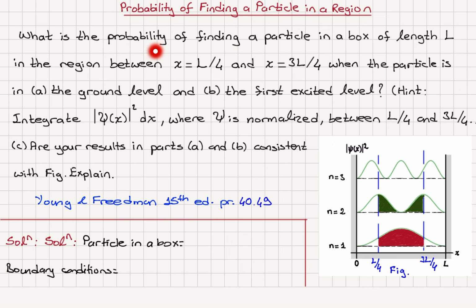Probability of finding a particle in a region. What is the probability of finding a particle in a box of length capital L in the region between x equals capital L over 4 and x equals 3 capital L over 4 when the particle is in part A, the ground level, and part B, the first excited level?